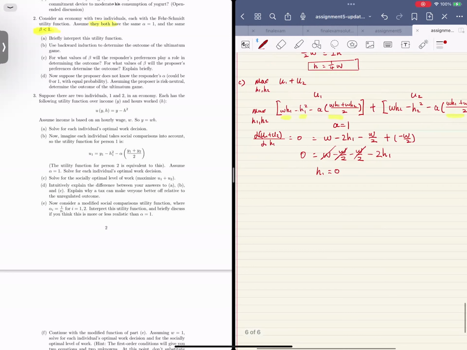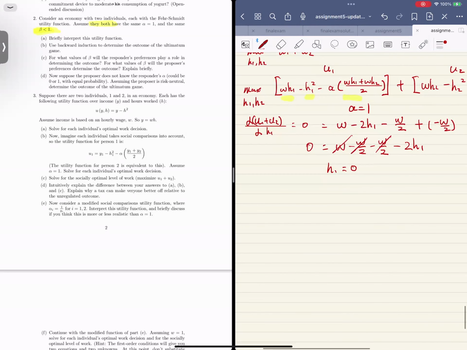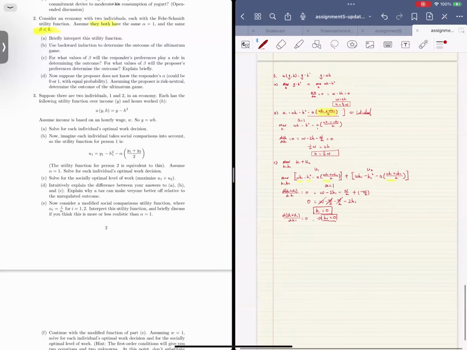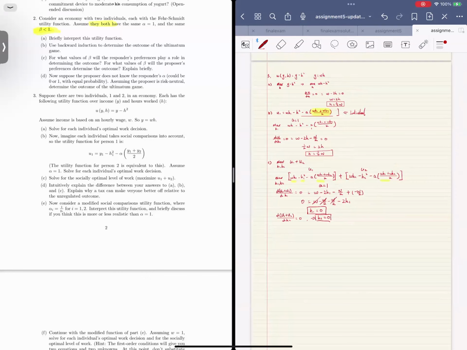Right? By symmetry, the decision for h2 will also be h2 equals 0. That's the social optimum decision. So it would be better off for everyone to not work, which is great.